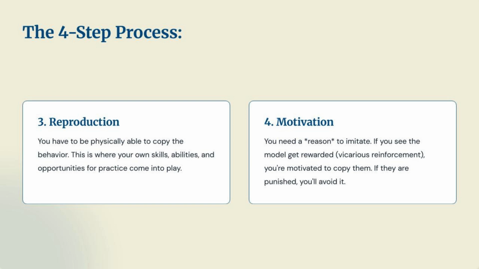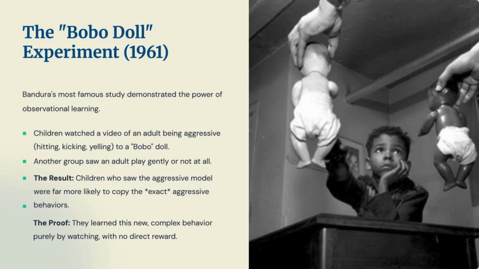A famous example of this theory is Bandura's Bobo Doll experiment from 1961. He had children watch adults play with a big inflatable doll called Bobo. Some adults were aggressive, they hit, kicked, and yelled at the doll. Others were gentle or did nothing. Later, the children were put in a room with the doll. The kids who saw the aggressive adults copied them. They punched and shouted at the doll too. This showed that children learn aggression just by watching without any direct reward. It also raised questions about how media, like violent TV shows or games, can teach bad behaviors to kids.